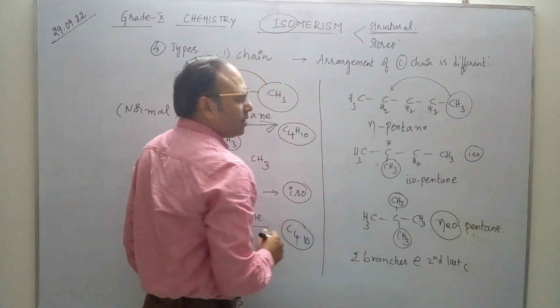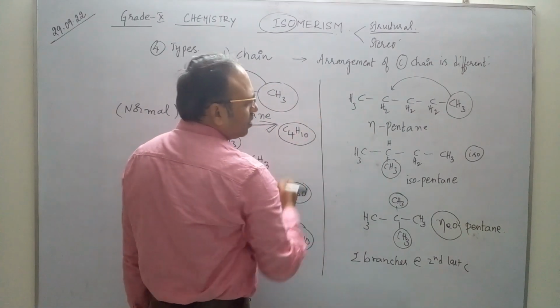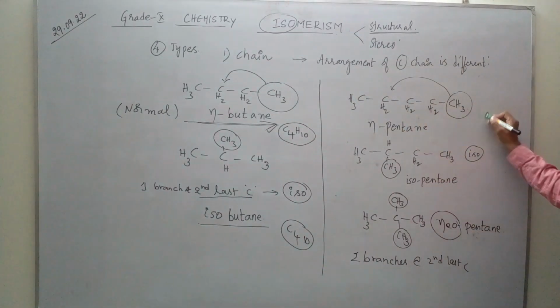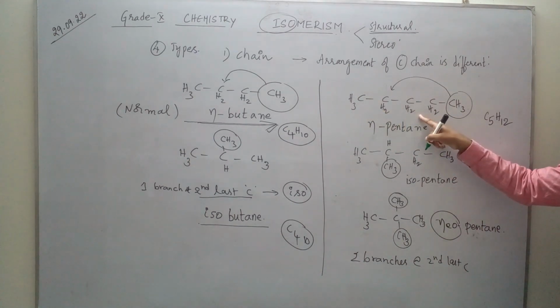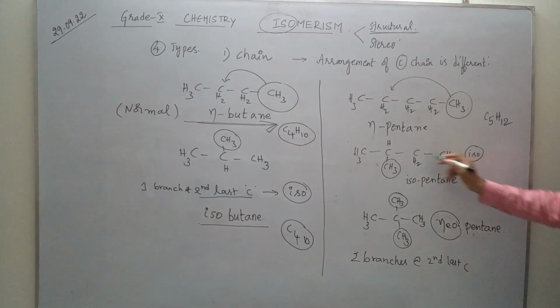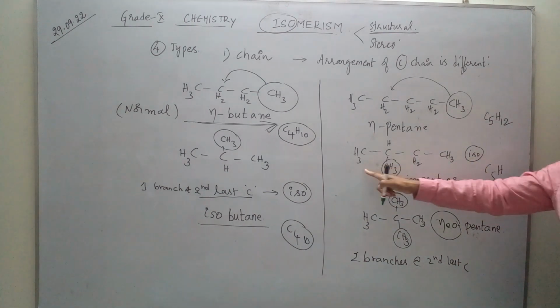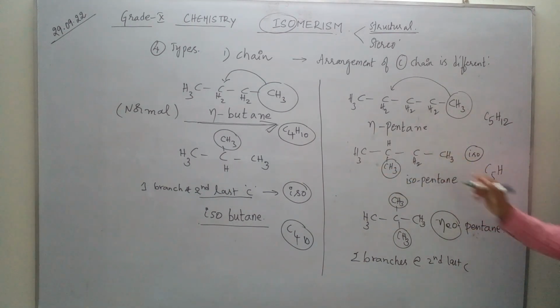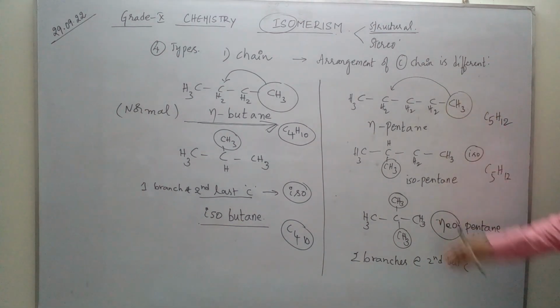Now complete the hydrogens and just calculate the molecular formula. In all of these, if you calculate, the molecular formula will be C5H12. Here, C5H12, 3, 5, 7, 9, 10, 11, 12. Now coming to the second one, C5H12 will be there, 3, 6, 9, 10, 11 and 12. Similarly, the third one also C5H12.